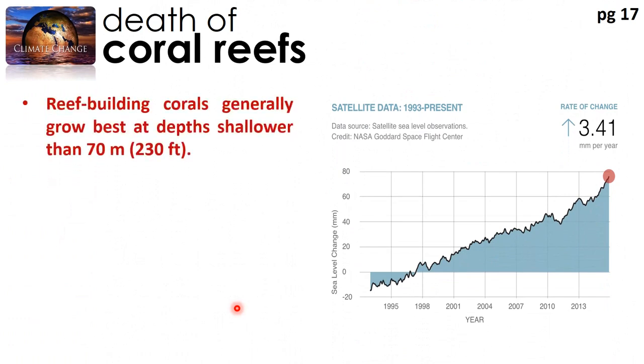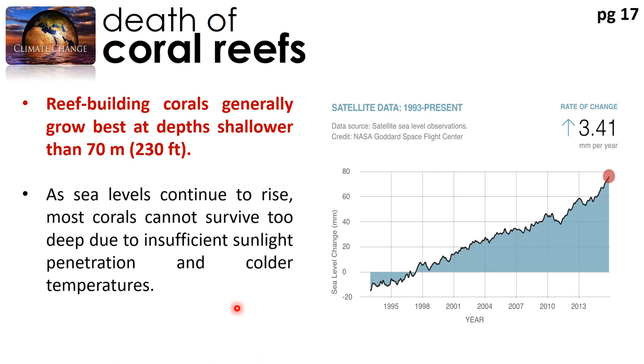Next, corals generally grow best at depths shallower than 70 meters. Now, because global warming causes sea levels to rise, corals will find themselves in deeper waters. So as sea levels continue to rise, most corals cannot survive because they will receive insufficient sunlight. And their symbiotic protozoa, the zooxanthellae, requires the sunlight to photosynthesize and provide nutrients both for themselves and also for the corals. Okay, and for this reason, corals rely on some sufficient source of sunlight to survive.